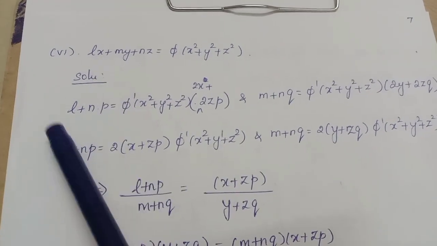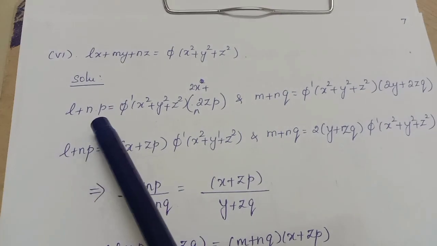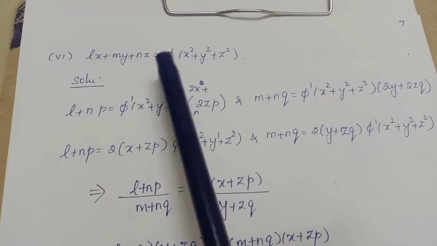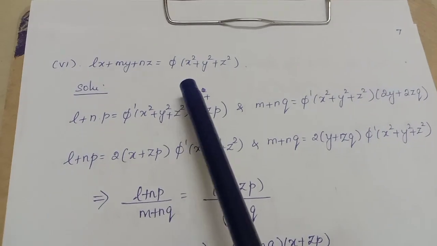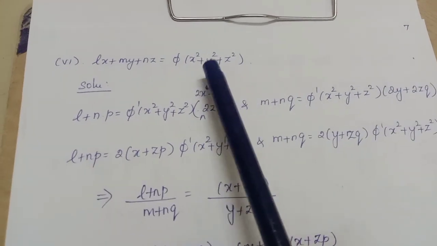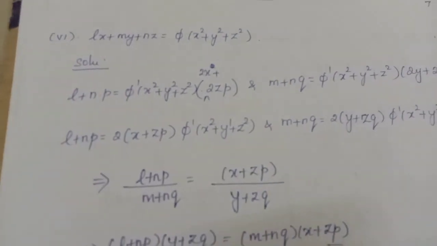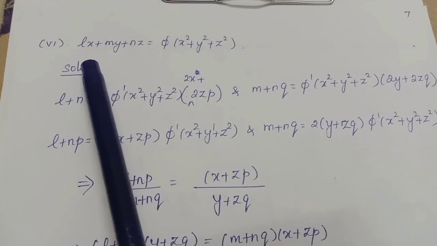So what will you get? L plus this my will become 0. N into differentiation of z is p, equal to differentiation of phi, which is phi dash of x square plus y square plus z square, into differentiation of this term. X square will be 2x, plus y square will be 0. Z square will be what? 2z into p, and differentiate with respect to y.